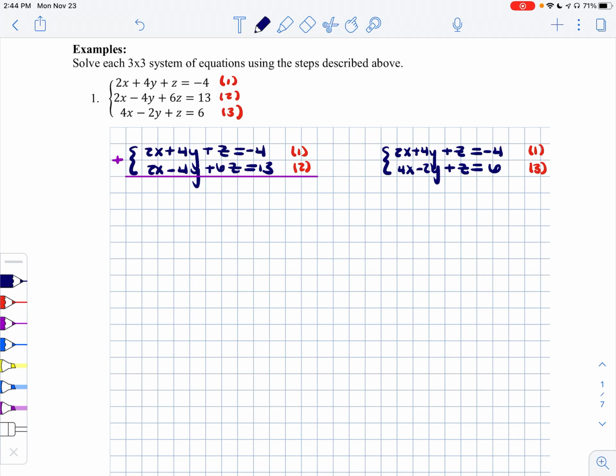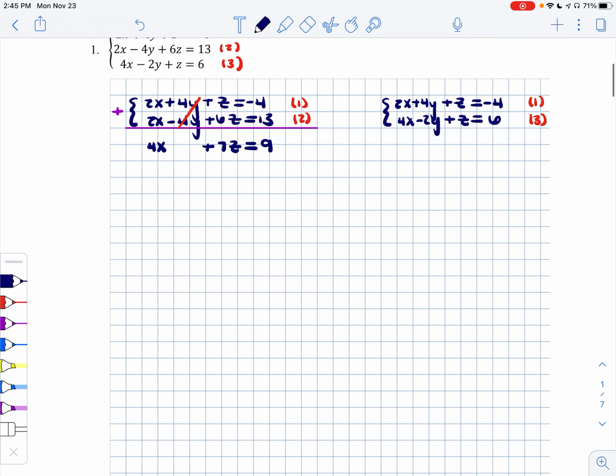All right, so if we add these, we'll get 4x, the y's cancel, then we'll have plus 7z, and that'll be equal to 9. I'm going to label that as equation A.